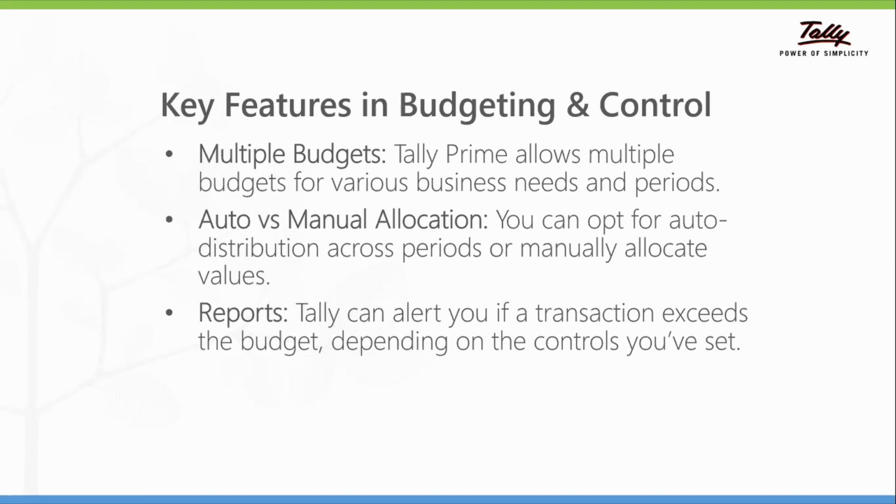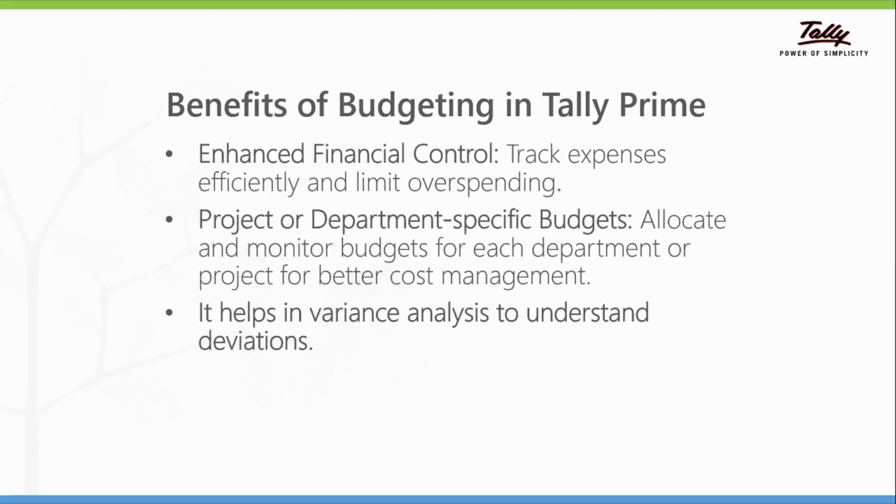And Tally can alert you if a transaction exceeds the budget. It will show in the report depending on the controls you have set. The benefit of budgeting in Tally Prime is that it can help us track expenses efficiently, and you can limit overspending also. So you can have enhanced financial control, and project or department based specific budgets help us allocate and monitor budgets for each department or project for better cost management.